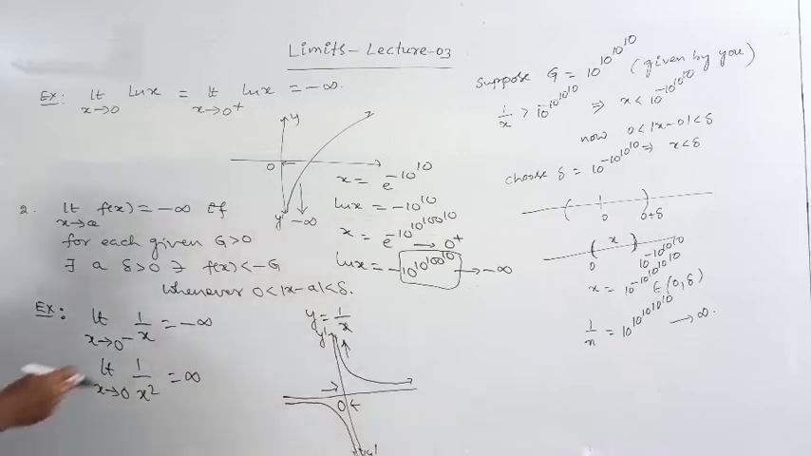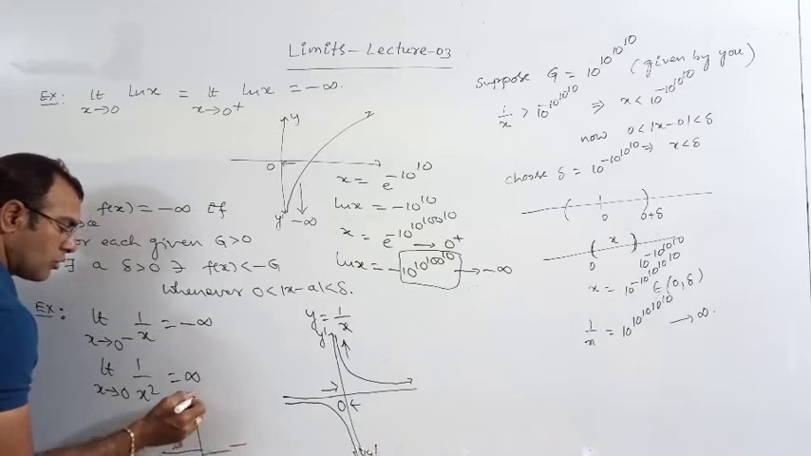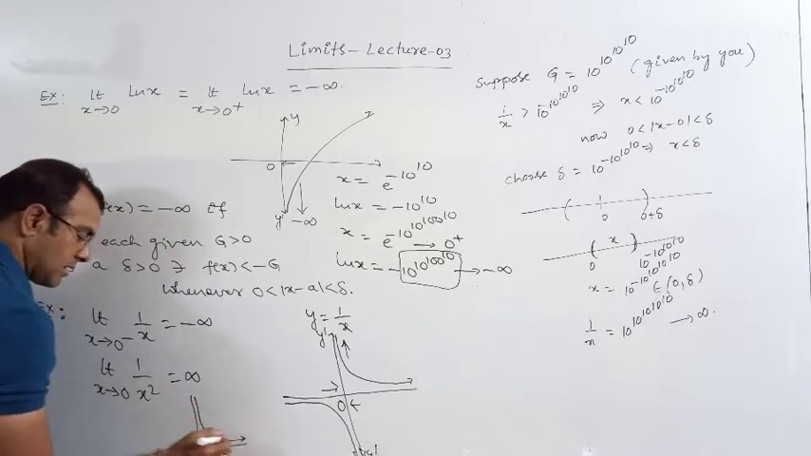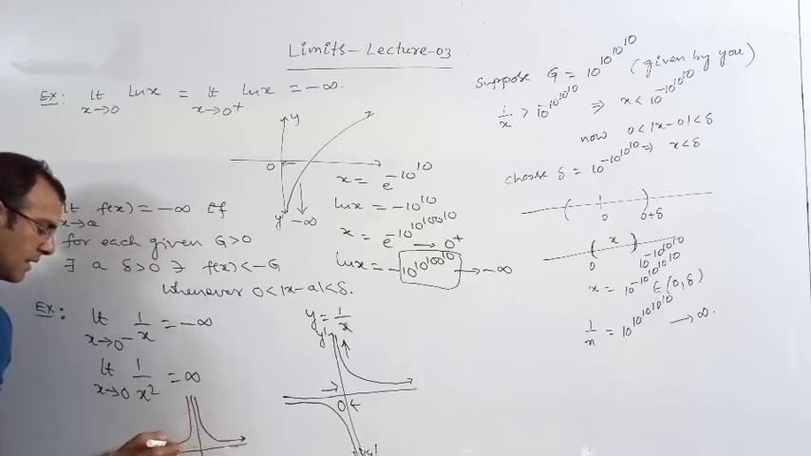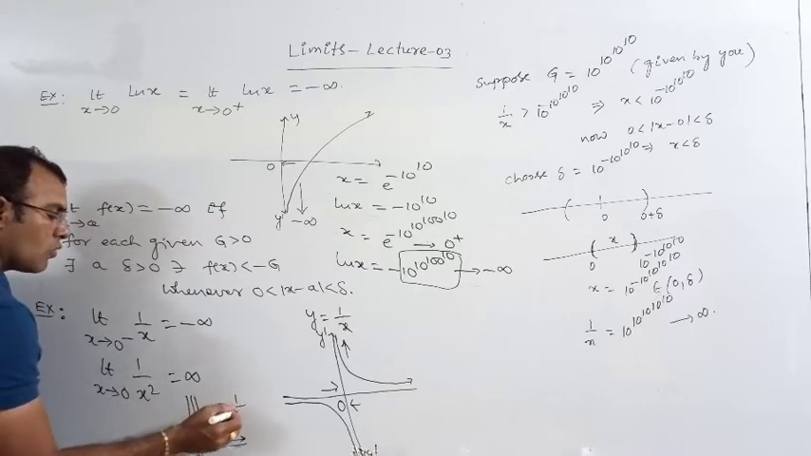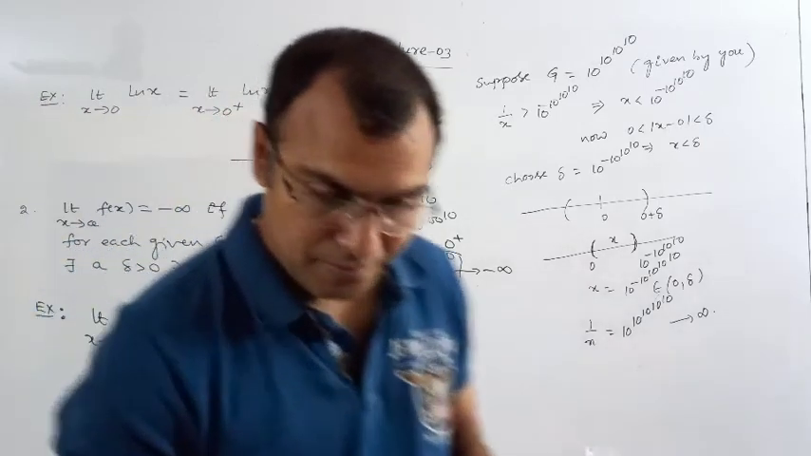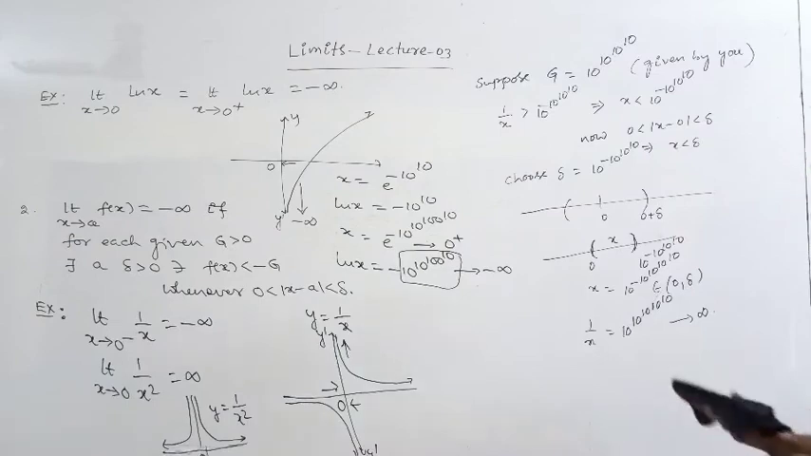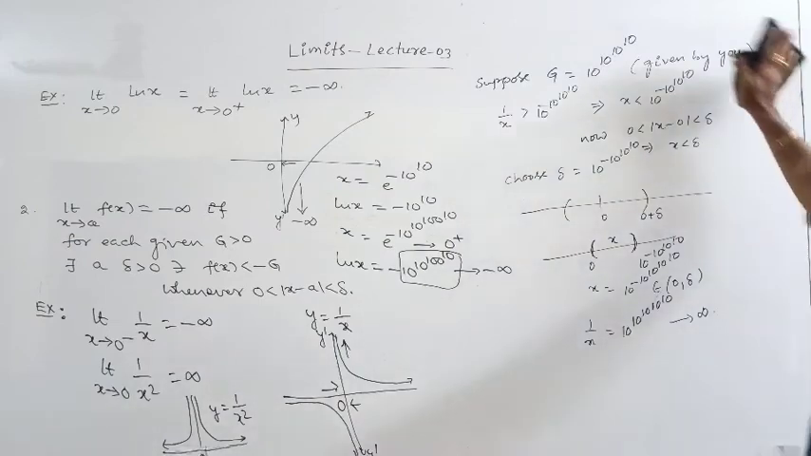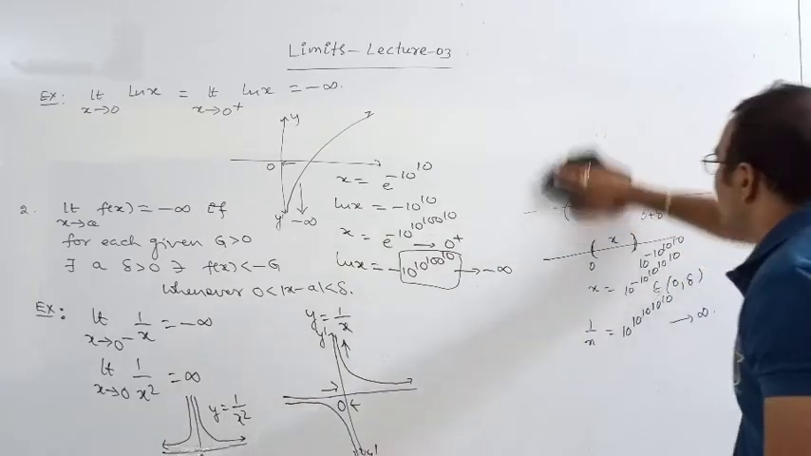For the case of 1 by x square, anyway it is an even function, so it should be symmetric about the y axis. So the graph will be like this. This is the graph of y equal to 1 by x square. You write down. So you try to practice all these graphs. Don't leave them alone. Later on you will struggle a lot.